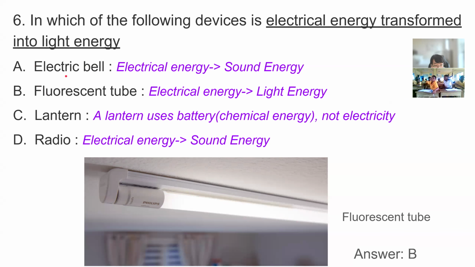All of these other options are other transformations, not from electrical to light. For electric bell, it is from electrical to sound. For lantern, it is chemical to light. It's not really electrical energy because lanterns often use the chemical energy of batteries. Radio converts electrical energy to sound energy. So B is the correct answer.